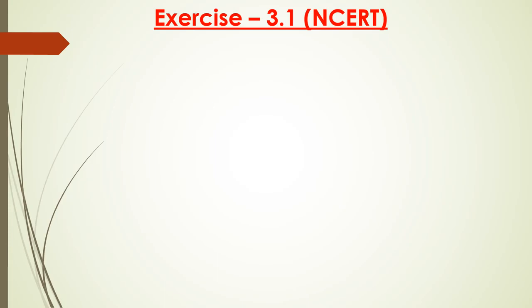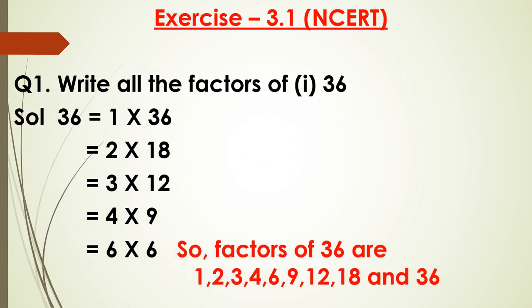See, exercise 3.1 of NCERT, question number 1. Write all the factors of 36. Start from 1, the smallest natural number. 1 36 is 36. 2 multiplied by 18 is also 36. 3 12s are 36. 4 9s are 36. And 6 6s are 36.